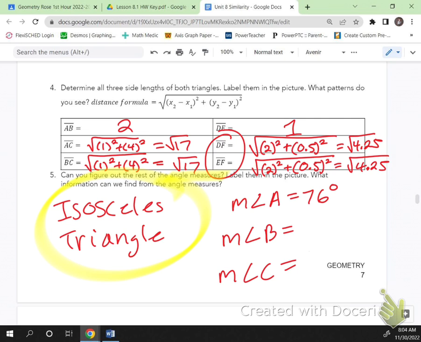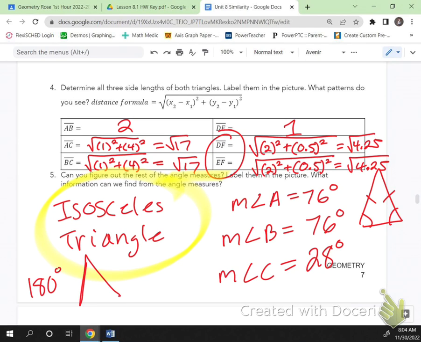B. Why? I love it. The 2 base angles in an isosceles triangle are congruent. Perfect. So then what did you get for the measure of angle C? 28 degrees. Because... perfect, right? The angles in a triangle add up to 180. Can't forget that. Sweet. Questions on our little activity?